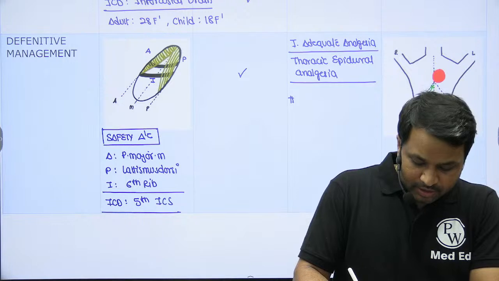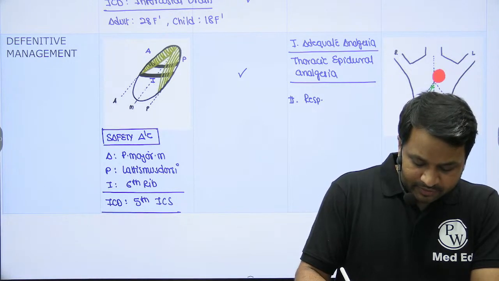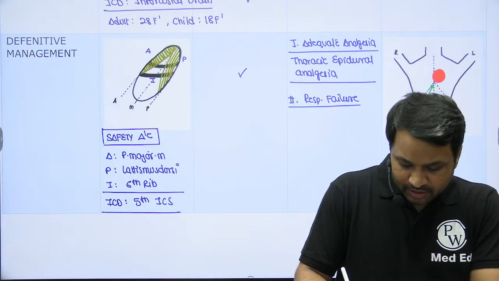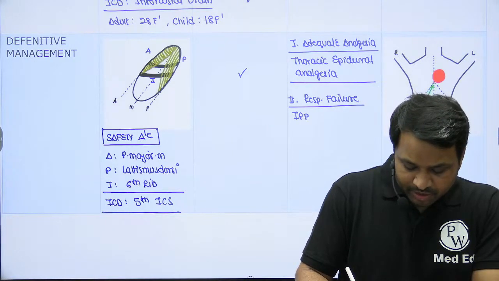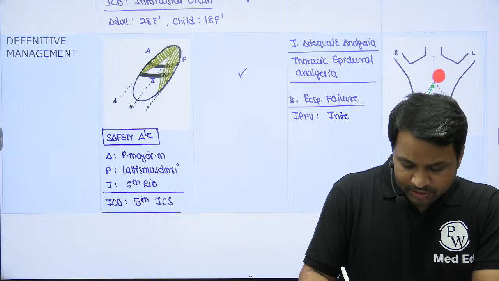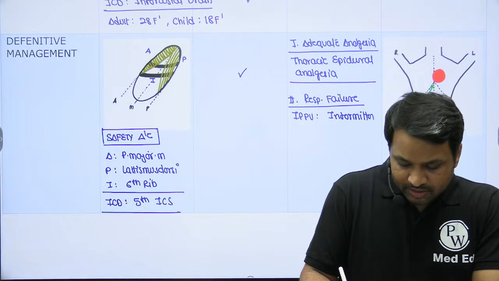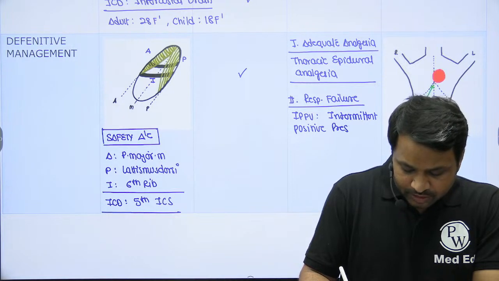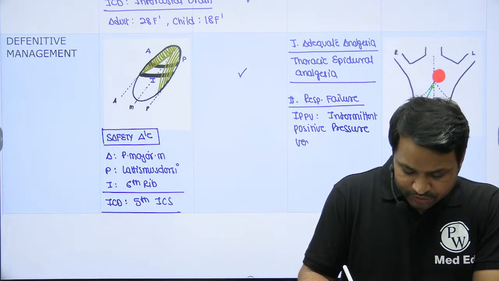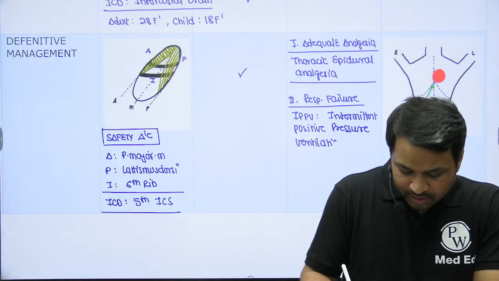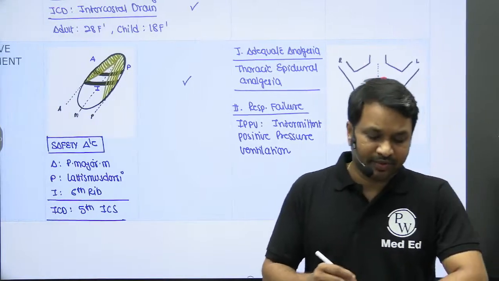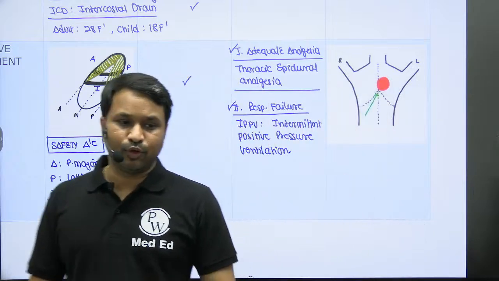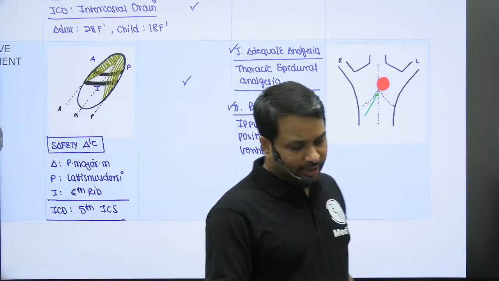If the patient is already in respiratory failure, then I would go with IPPV, that is intermittent positive pressure ventilation. So adequate analgesia is the first line management. If the patient goes into respiratory failure, then I have to intubate and then do an IPPV.